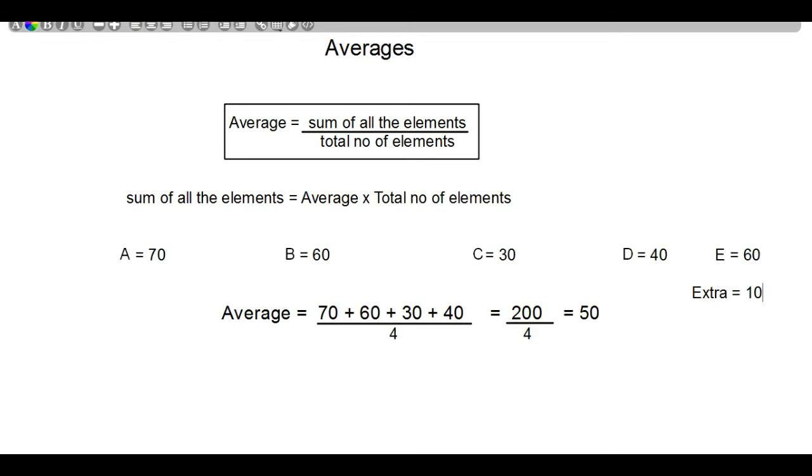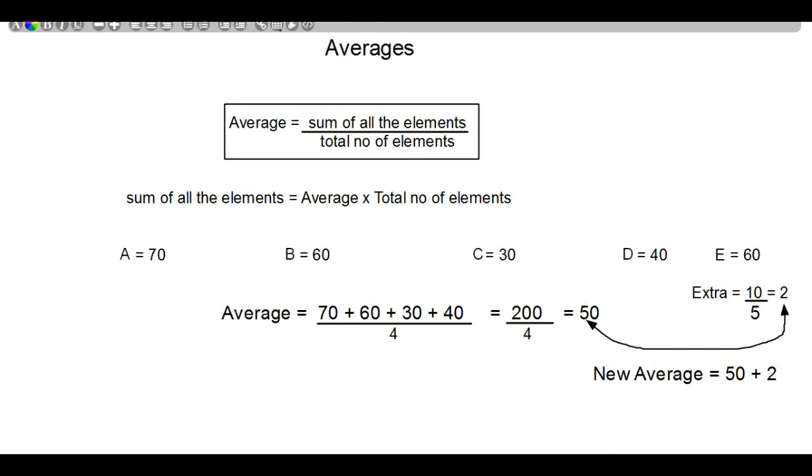Now this extra 10 rupees which E has got should again be equally divided among all the five persons. So when 10 rupees is divided among 5 persons, each person will get 2 rupees. And since each one of them already has 50 rupees, adding 2 rupees to that, the new average will be 52 rupees.